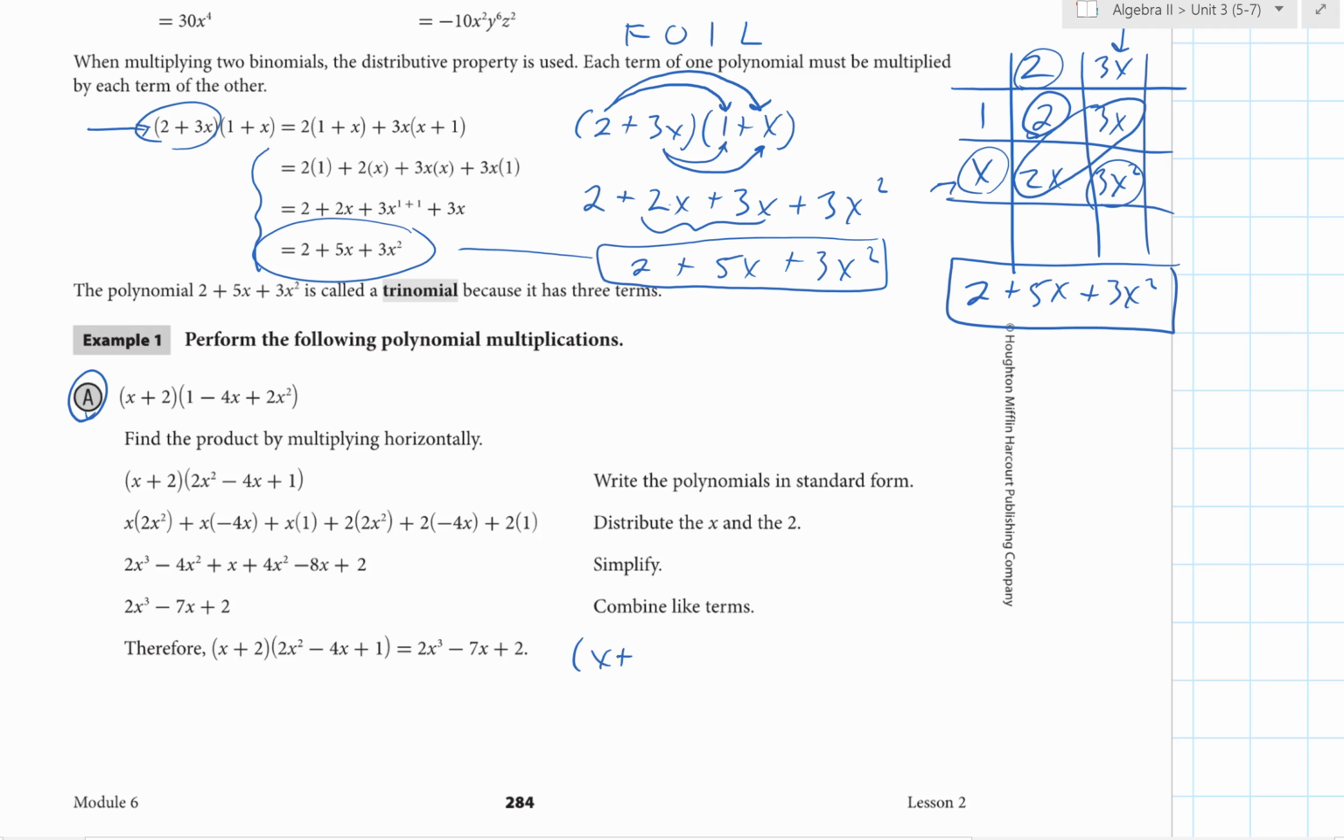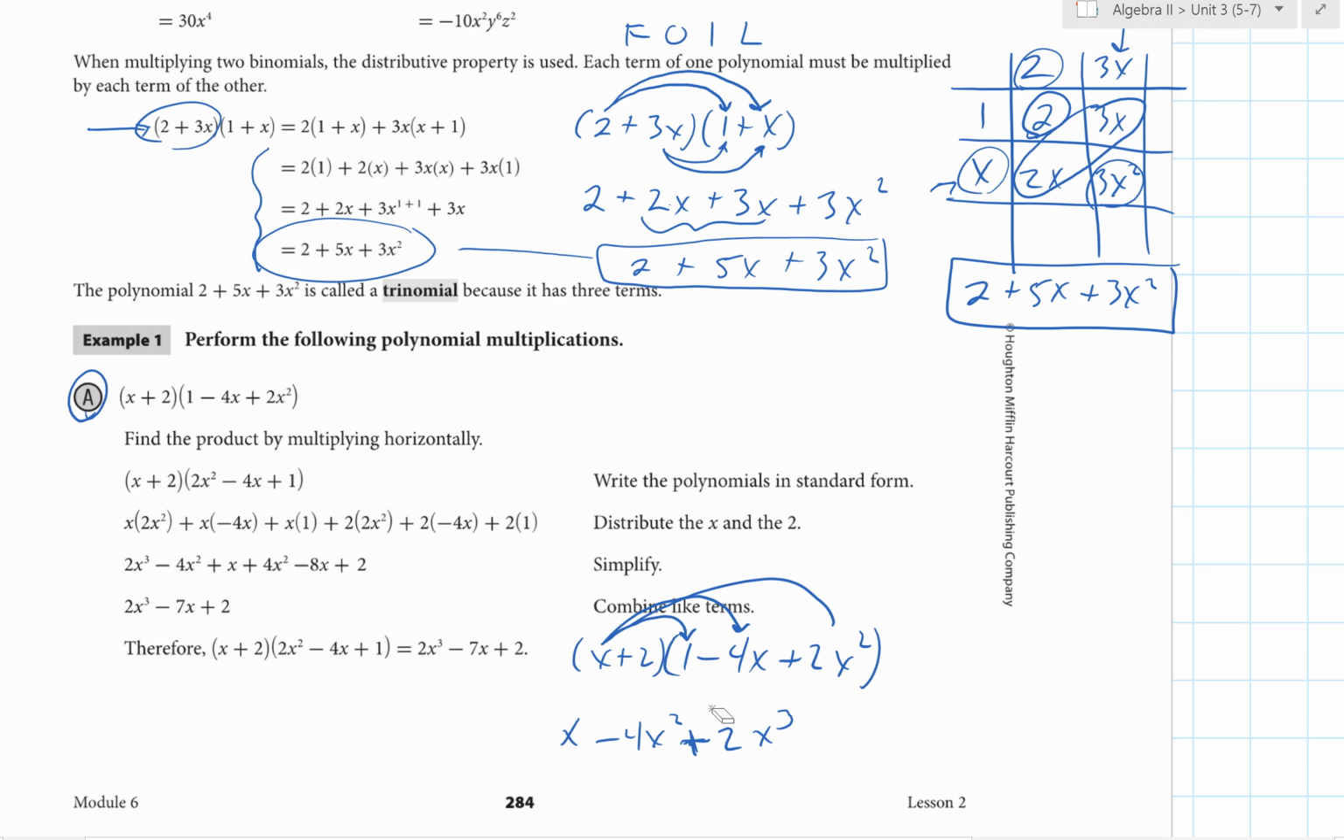You would have x plus 2 times 1 minus 4x plus 2x squared. And so when we do the analogy of the FOIL method, we can't really do first, inner, outer, last because there are more than 4 parts, but we can do the same process, which is multiply the first times the first, and that's x, and then negative 4x squared, and then plus 2x cubed. And so now I'm done with the x because I've multiplied the x times all 3 parts. And then I can do the 2 times all 3 parts as well.